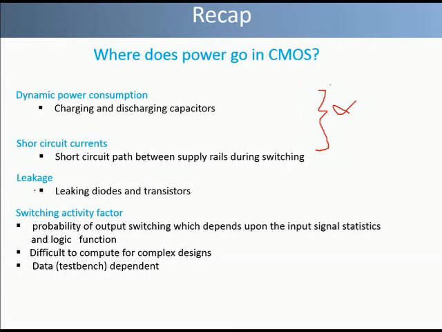The third source of power consumption is due to the leakage current present between the p-n junction of source body and drain body regions. In determining the total power consumption of any device, the switching activity factor plays a very important role, and it is a probabilistic measure of output switching, which depends upon the input signal probabilities as well as the logical function of the gate.